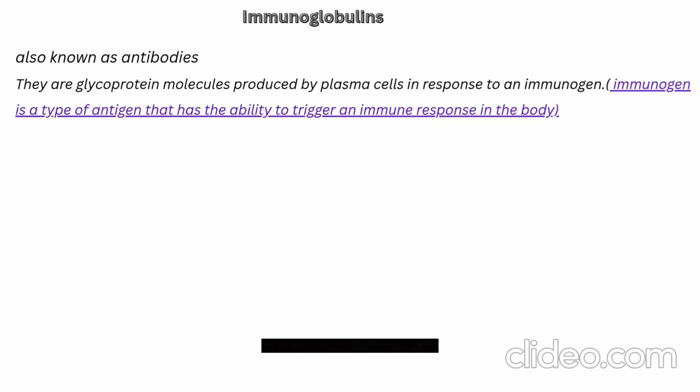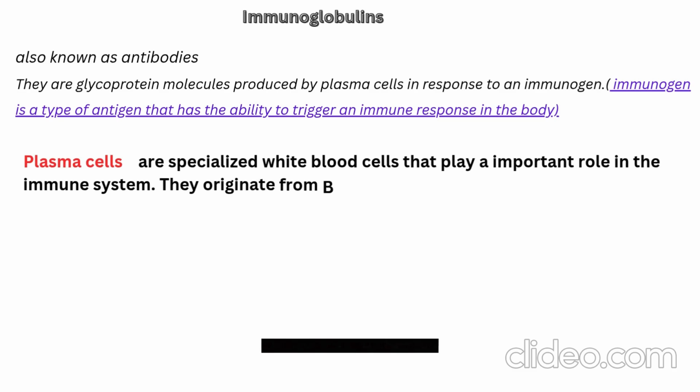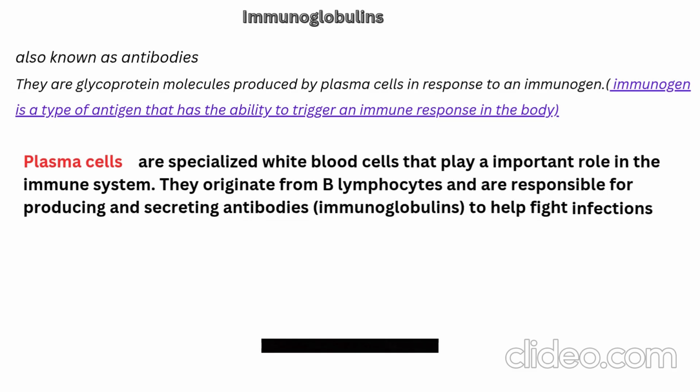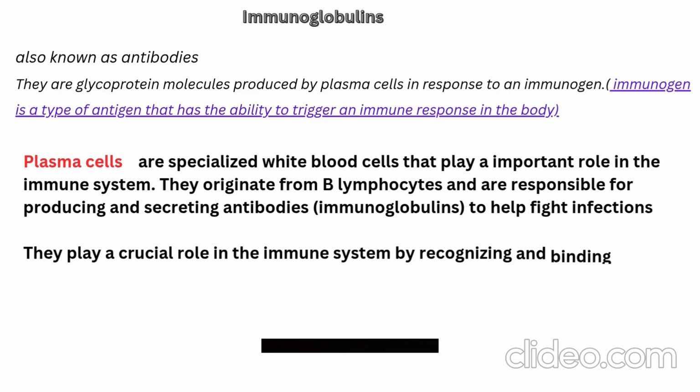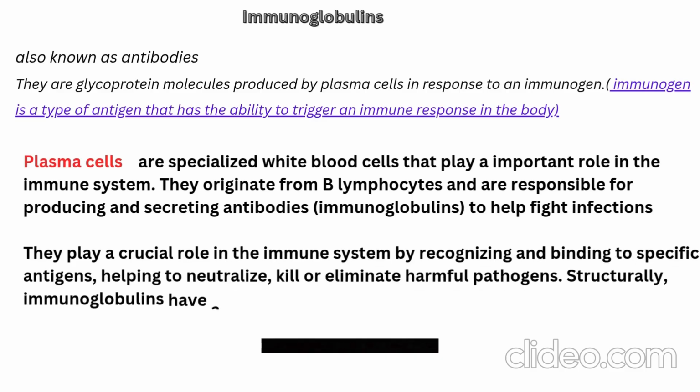the body. Here, plasma cells are the specialized white blood cells which play a very crucial or important role in the immune system. They basically originate from the B lymphocytes and are responsible for producing and secreting the antibodies, that is immunoglobulins, to help in fighting against the infections.